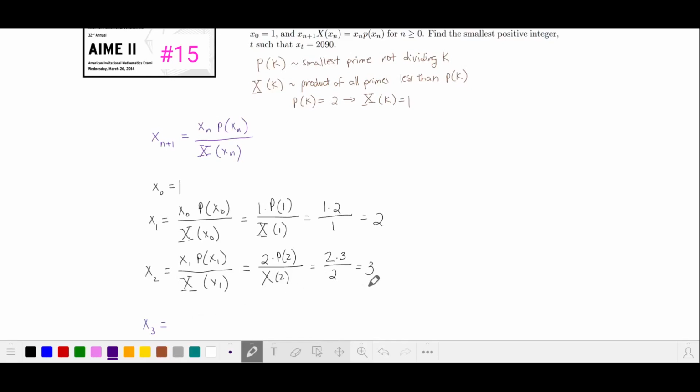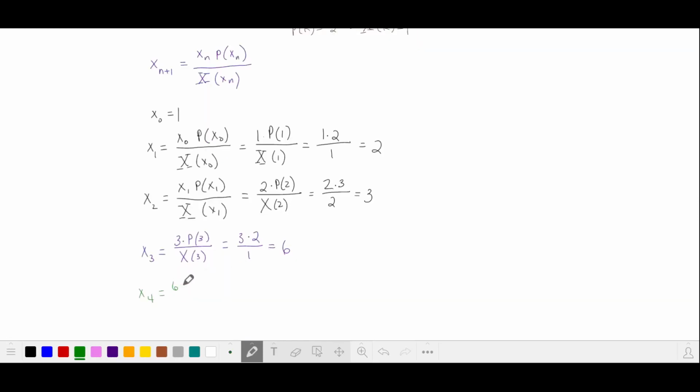For x sub 3, we'll take the previous number 3 times p of 3 over X of 3. The smallest prime that doesn't divide 3 is 2, and since p of 3 is equal to 2, then X of 3 is equal to 1, so x3 is equal to 6. We have 6 again in the numerator, and we're looking for the smallest prime that doesn't divide 6. We exclude 2 and 3, and the next prime is 5. And then we're looking for the product of all the primes that are less than 5. That's 2 and 3. Cancels out the 6, so x4 is 5.